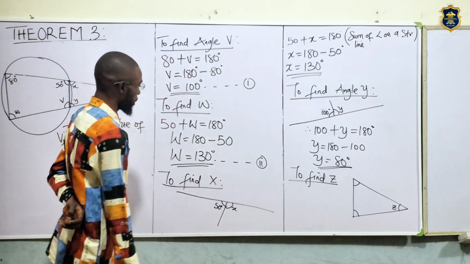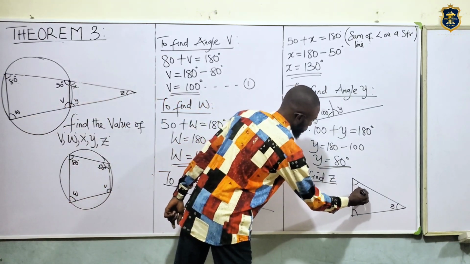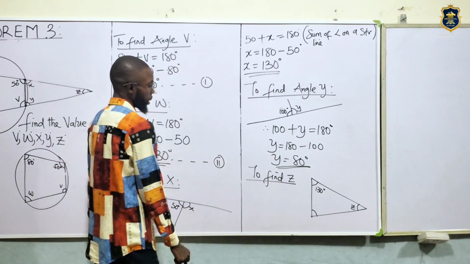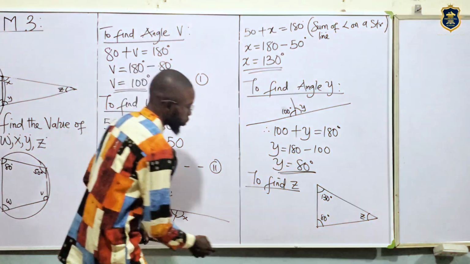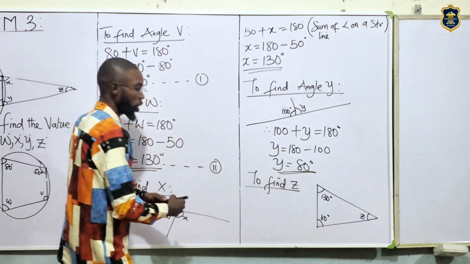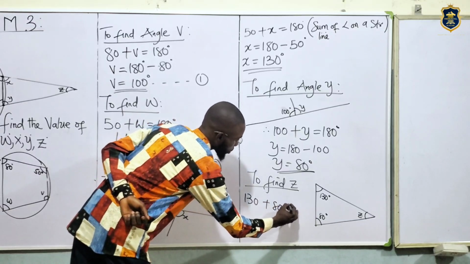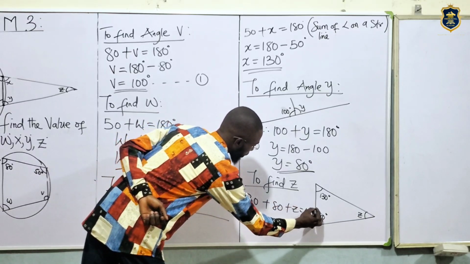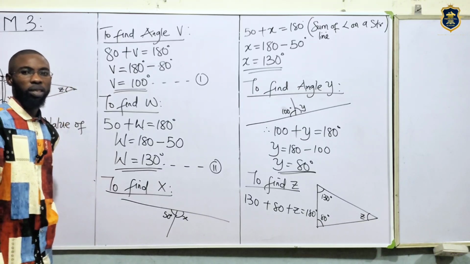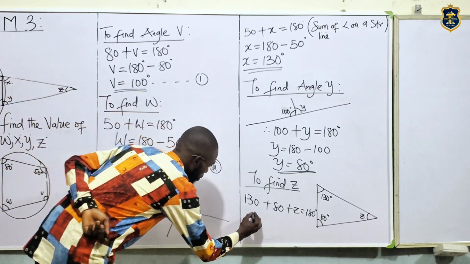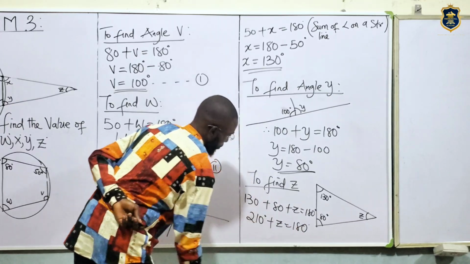We know what angle X is. From the question, we know that angle X is 130 degrees, right? And angle Y is what? 80 degrees, right? In doing this, we know that the sum of angles in a triangle is 180. That becomes 130 plus 80 plus Z equals 180 degrees. But 130 plus 80 will give us 210. So look, 210 degrees plus Z equals 180 degrees, right?